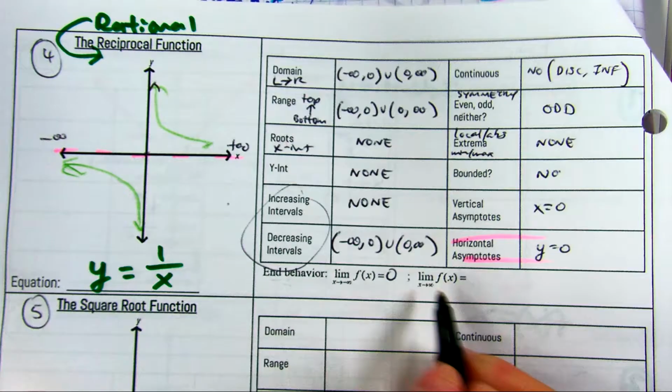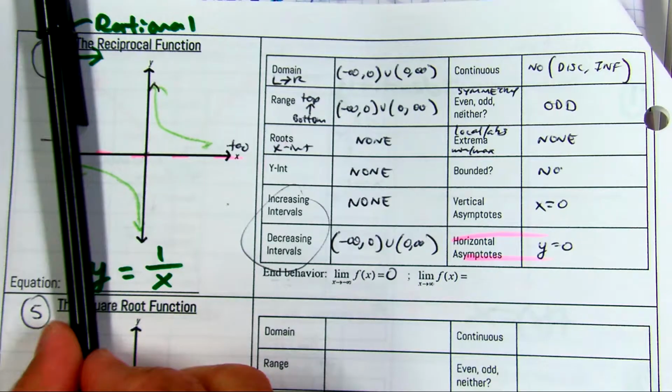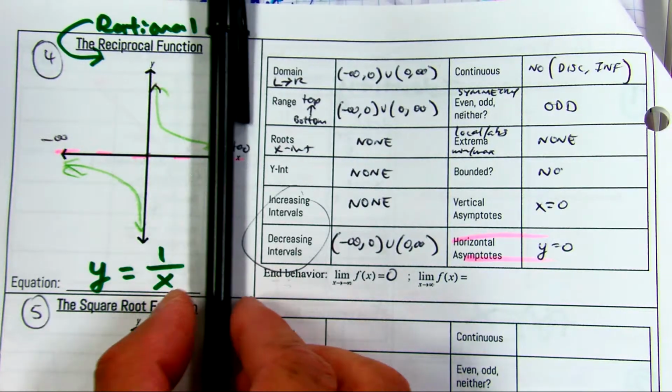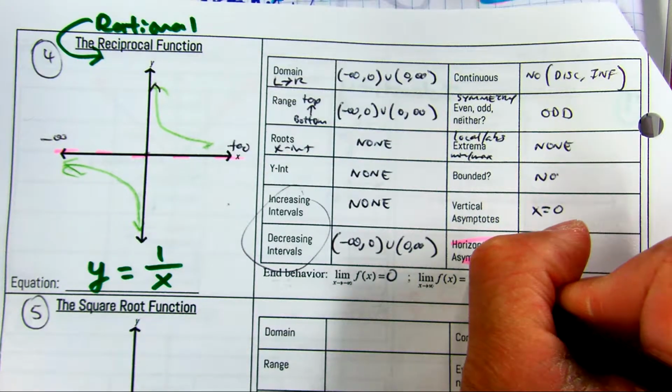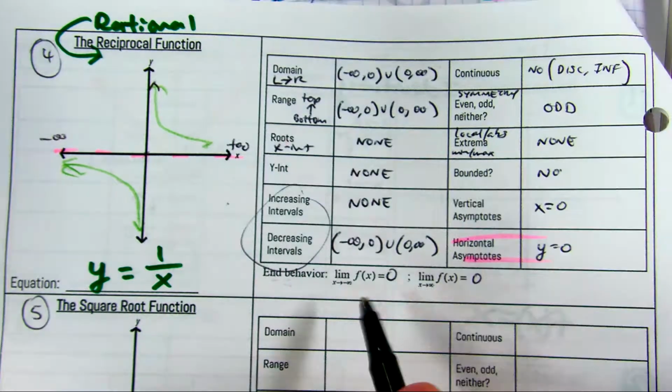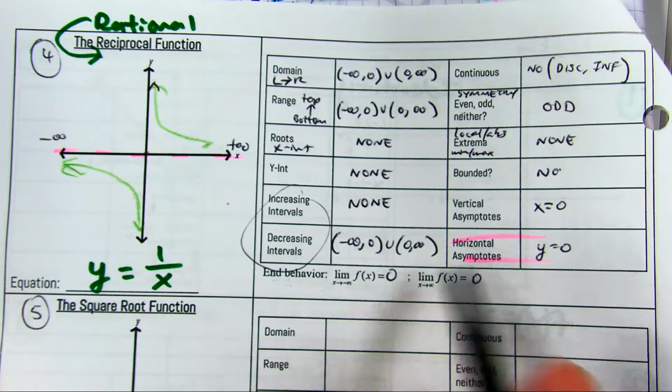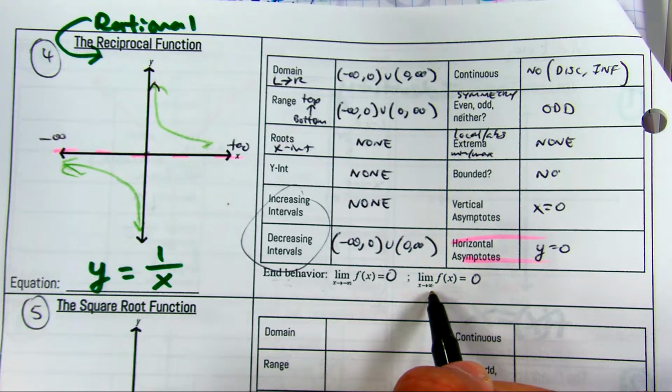And as I go towards the right, this graph now, right? Where is it going towards? Also 0. So you can read it as x approaches negative infinity, f of x approaches 0, and as x approaches positive infinity, f of x approaches 0.